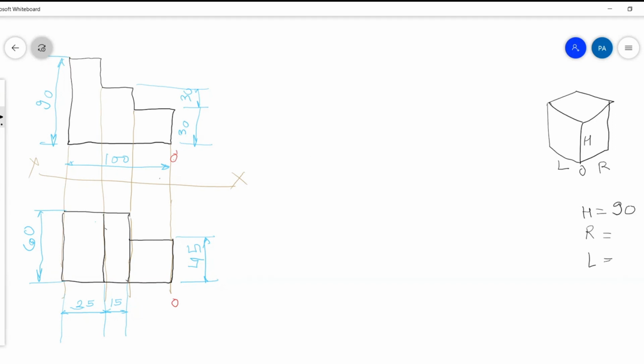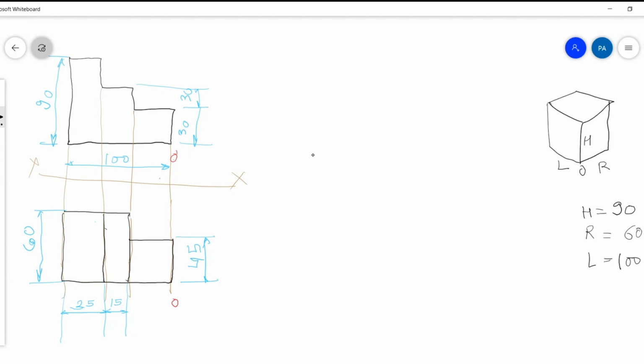Those who have not answered, they can check what is there in their mind and what answer students are giving and what I am writing. Just compare it. What is R? Yes, what is R and what is L? L is 100, R is 60.